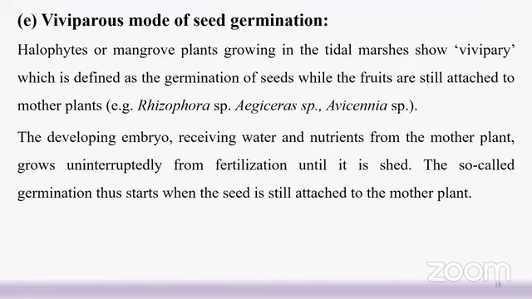Viviparous mode of seed germination. Halophytes or mangrove plants growing in the tidal marshes show vivipary, which is defined as the germination of seed while the fruits are still attached to the mother plant. Rhizophora, Aegiceras and Avicennia species show this type of mechanism. The developing embryo receives water and nutrients from the mother plant and grows uninterruptedly from fertilization until it is shed. The so-called germination thus starts when the seed is still attached to the mother plant.